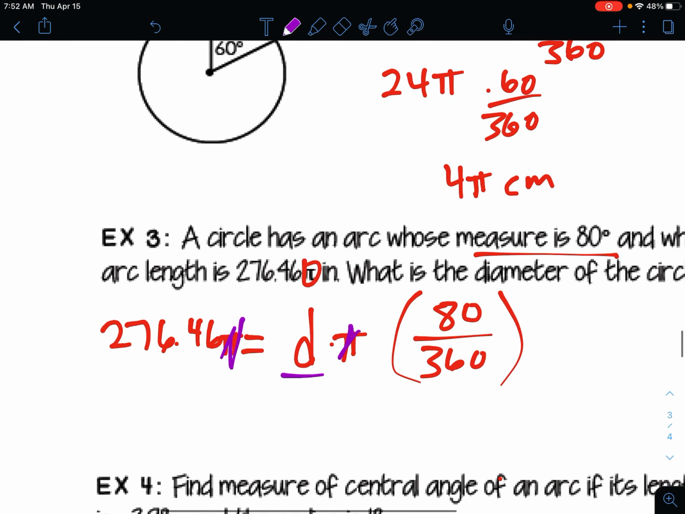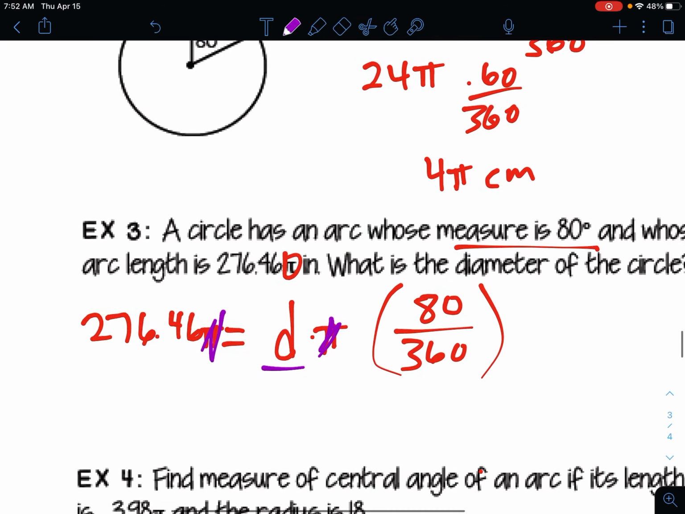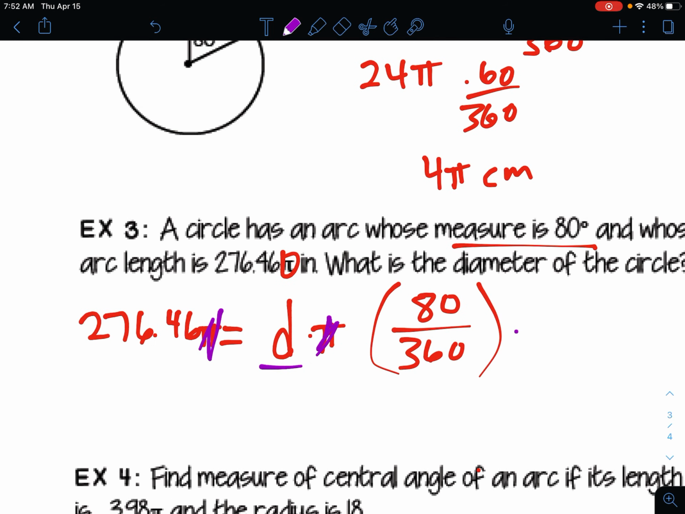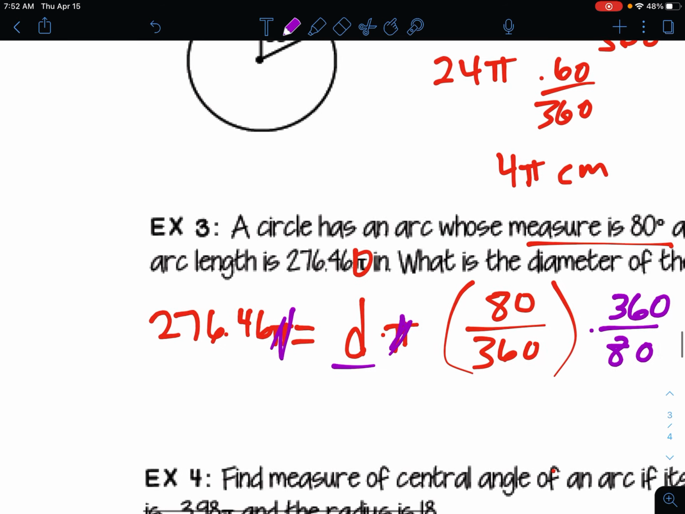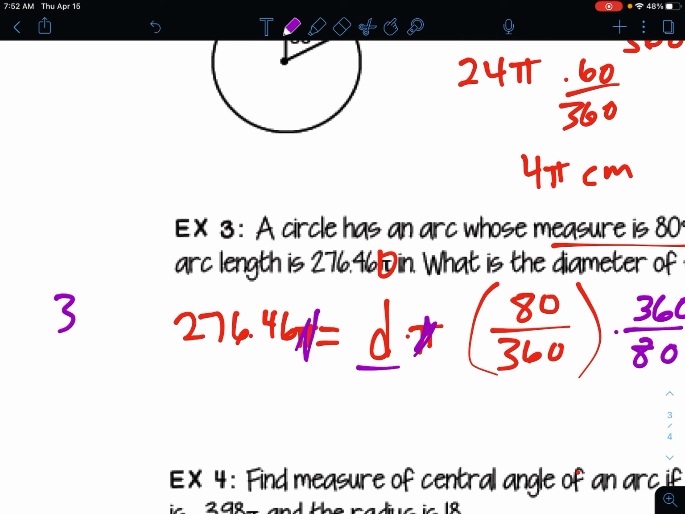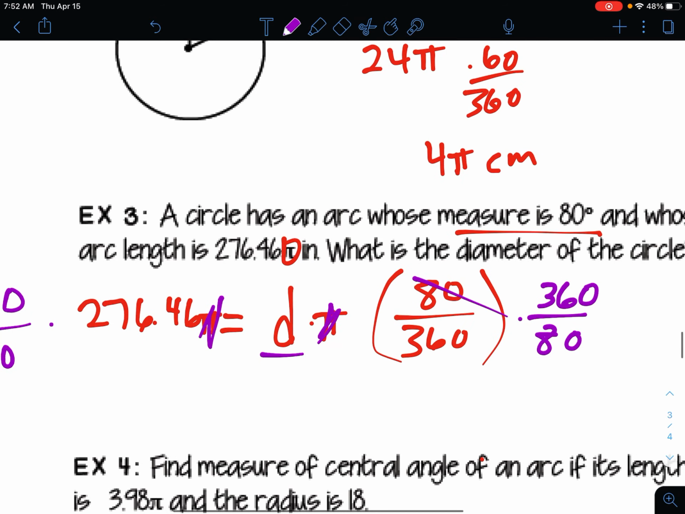And how do I get rid of this fraction? Well, I'm multiplying by 80, so I'd have to divide by 80, dividing by 360, so I'd have to multiply by 360. So anytime we're multiplying by a fraction, to get rid of it, we could say multiply by the reciprocal, which is just the flipping of a fraction. You invert it. And then these all cross out, and then we get d is equal to.